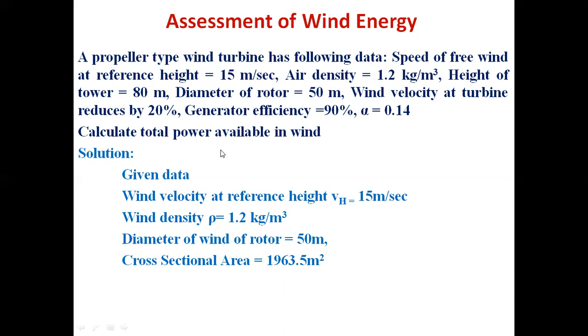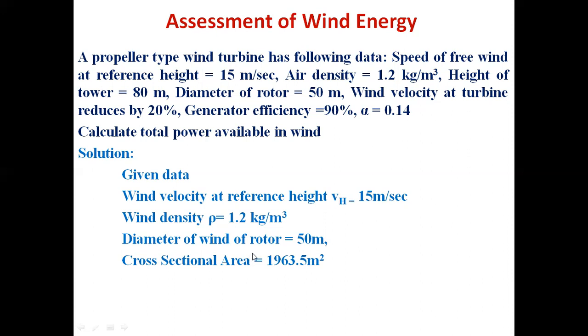So in this numerical, the given data are wind velocity at reference height V_H, where H is reference height. It is given as 15 meter per second. It is written here. And the density of the wind is taken as 1.2 kg per meter cube. Normally, it is assumed that whatever the density of the wind at reference height, the same will be the density of the wind at a height of 80 meter or above that.